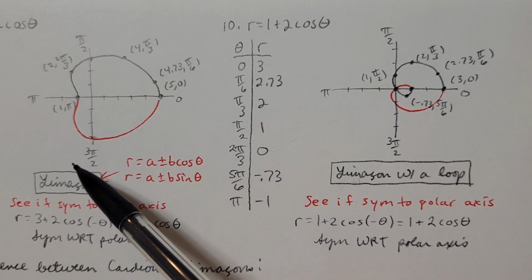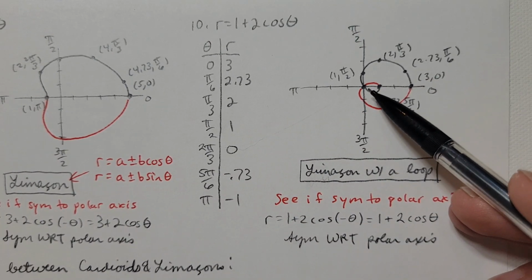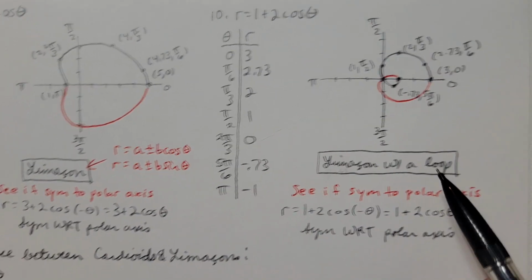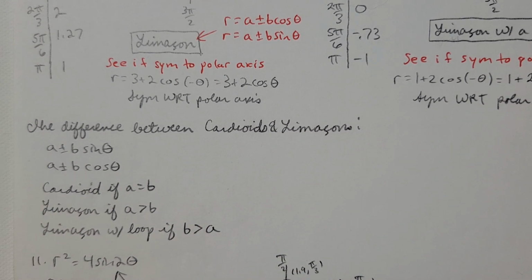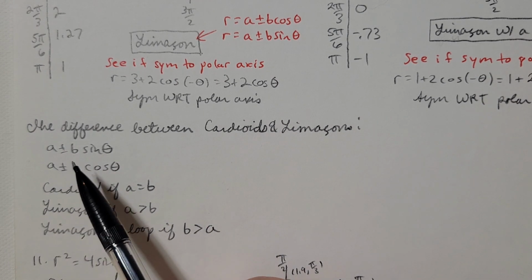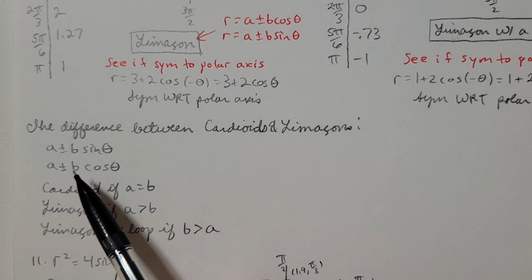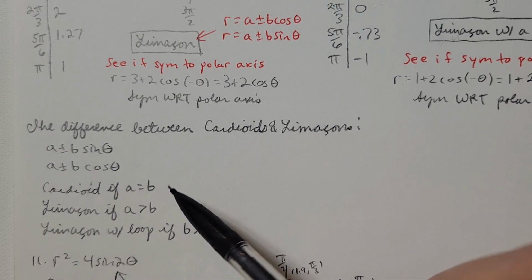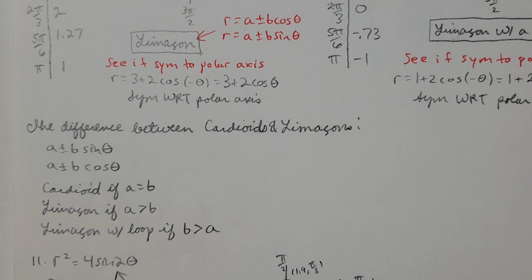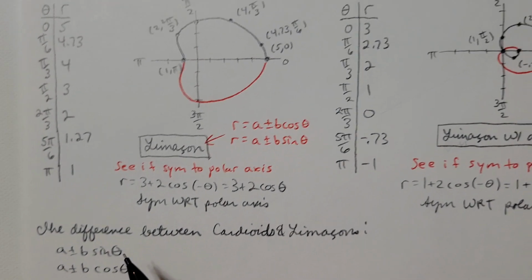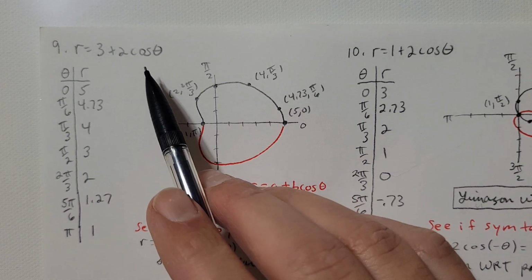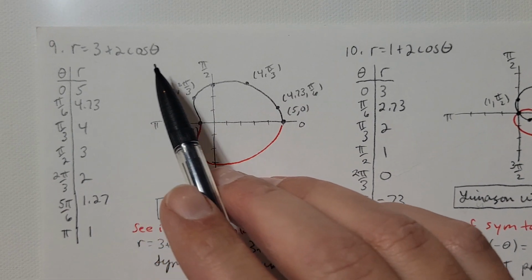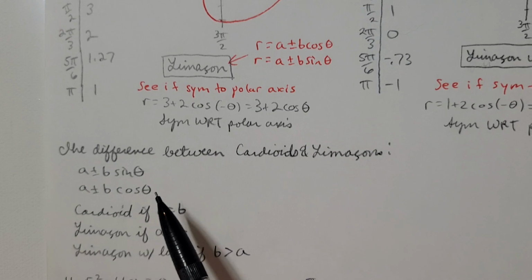Now this was a limaçon also, but this one has a loop in it. And here's the difference between cardioids and limaçons. You have to be in the form a plus or minus b sine theta or a plus or minus b cosine theta to have a cardioid or a limaçon. Because this one here is a plus b cosine theta, I could know right away that I'm going to have a cardioid or a limaçon that I'm drawing.